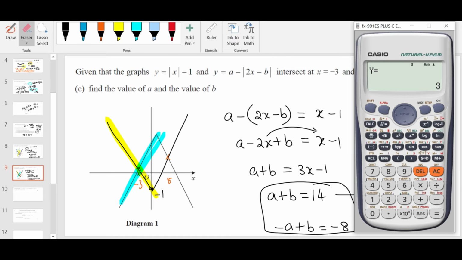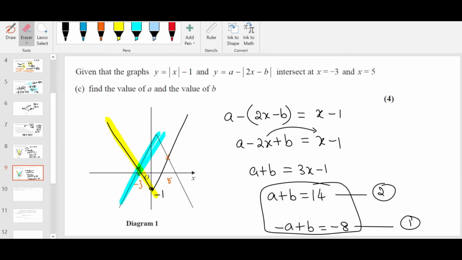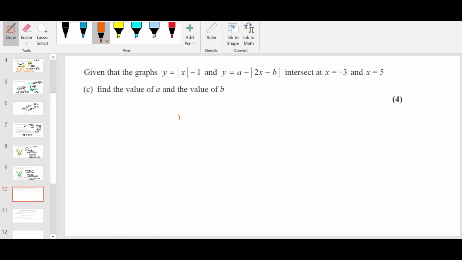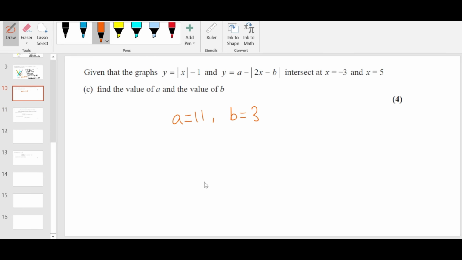A is 11, B is 3. So A is equal to 11, B is equal to 3. That's all. That's the answer for this question. A is 11, B is 3. It's a 4-mark question. So that's part C of question number 8.